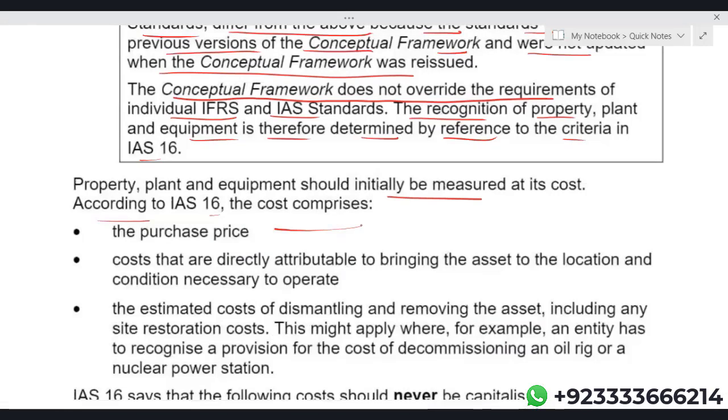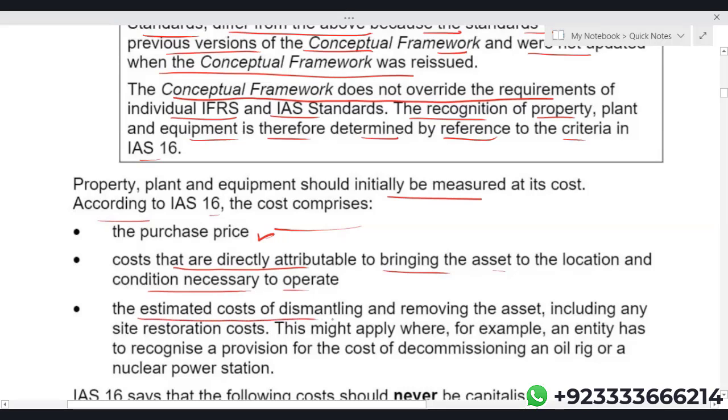Basically, each and every cost which is required to bring the asset to a workable condition will initially be simply capitalized. Like the purchase price, and costs that are directly attributable to bringing the asset to the location and conditions necessary to operate. For example, the transportation cost. Another example is taxes. Non-refundable taxes will become part of the cost of property, plant and equipment. Which taxes? Non-refundable. Obviously, if there are refundable taxes, they cannot be a part of your property, plant and equipment.